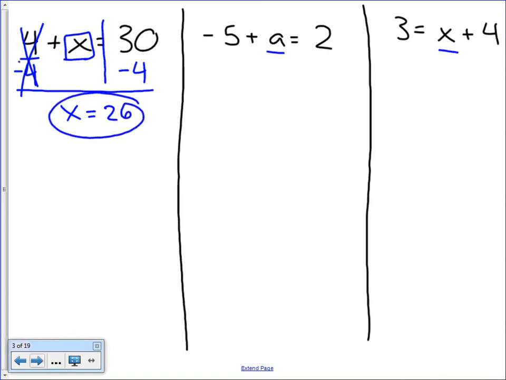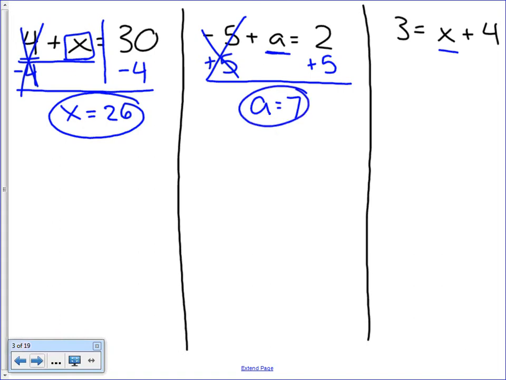So 4 plus some number is going to give me 30. Well, 4 plus 26 gives me that 30. The next example here, isolate the a. I need to get rid of the negative 5. So when you have a negative number, to get rid of it, we're just going to add 5. Just think about doing the opposite. Those will cancel. I have an a on the left side, and I have a 7 on the right side.